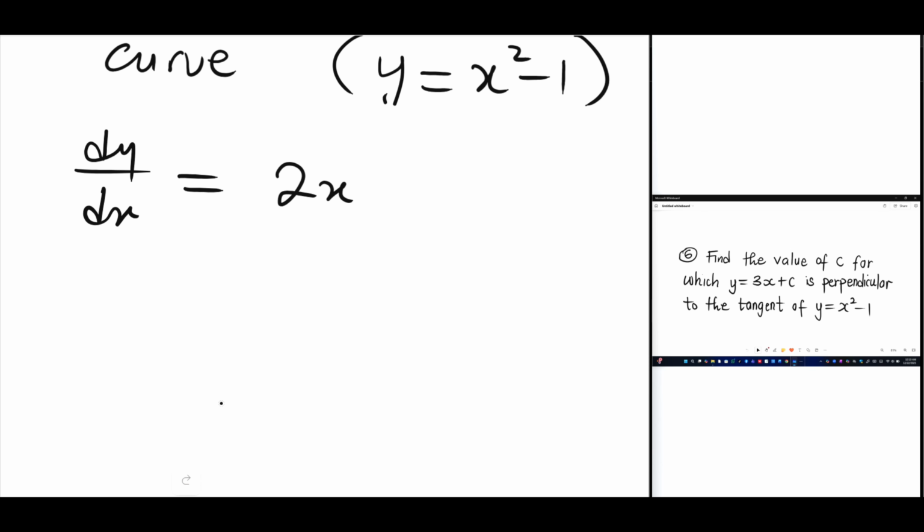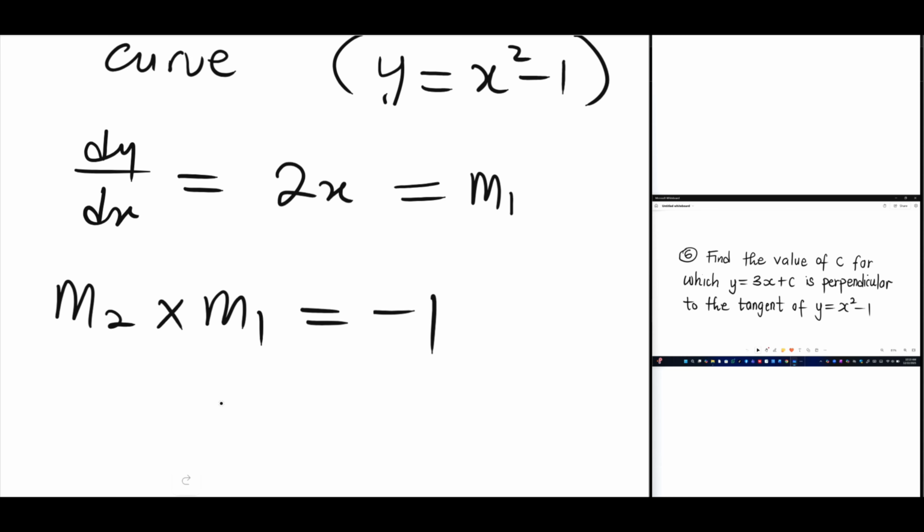So we are going to use this one as our m1. Sorry, it's m1 rather, not m2, because we are dealing with the normal, which is m2, and the tangent is m1, and the gradient of the tangent is the same as the curve where they meet. So m2 times m1 will give us a result of -1. We have our m2 to be 3 and our m1 to be 2x, and all will be equal to -1.